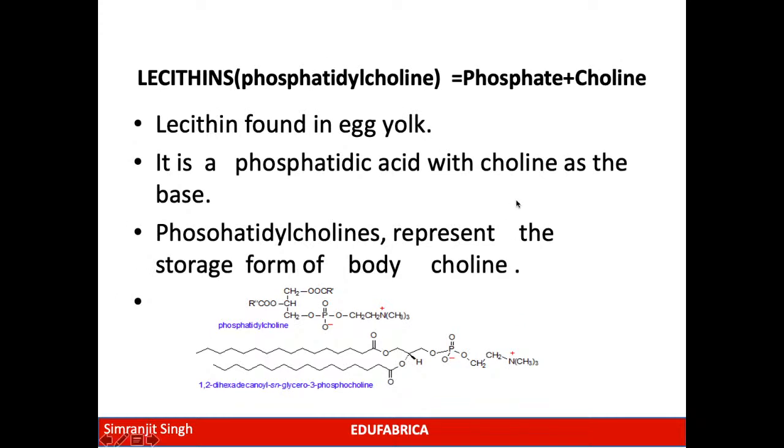Then come lecithins. These are phosphatidylcholine, that is phosphate plus choline. They are mostly found in egg yolk, and it is a phosphatidic acid with choline as the base. So they represent the storage form of body choline. This is the structure of phosphatidylcholine. This is your phosphate group with the 3 carbon COO, R alkyl group, COO alkyl group, and on the right hand side of this phosphate group, your choline is added.